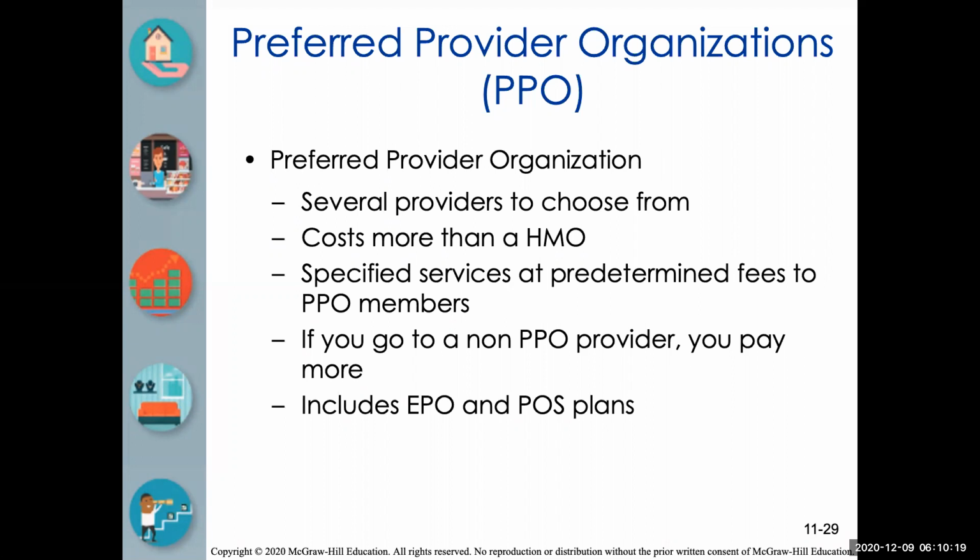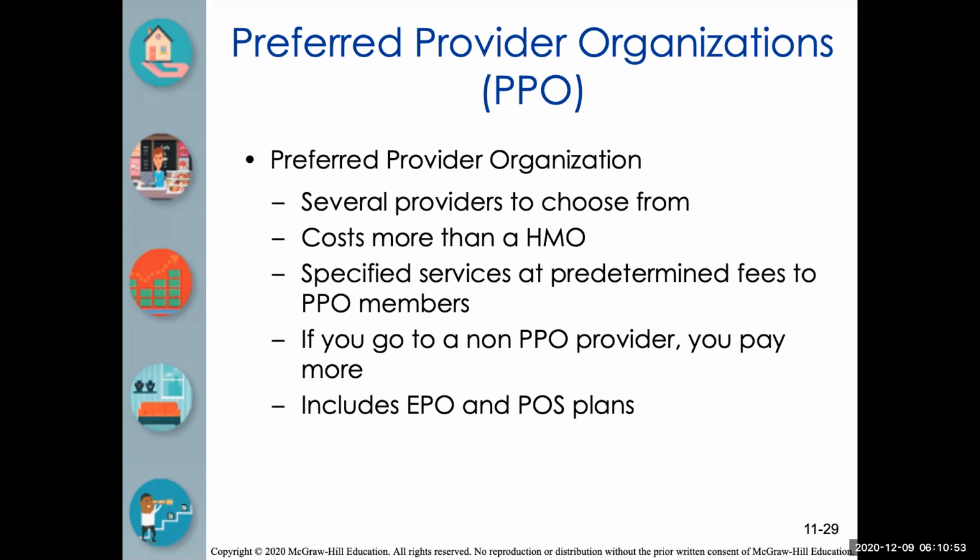You obviously can choose, this is called out of network. You've probably heard this before. You can choose to go to a non-PPO provider for your healthcare. You still have choice. It's just that you're going to pay more if you go out of network. You're going to pay more. And this also includes what are called point of service plans, where that's your most flexible, you have the most amount of choice, and go wherever you'd like to go.